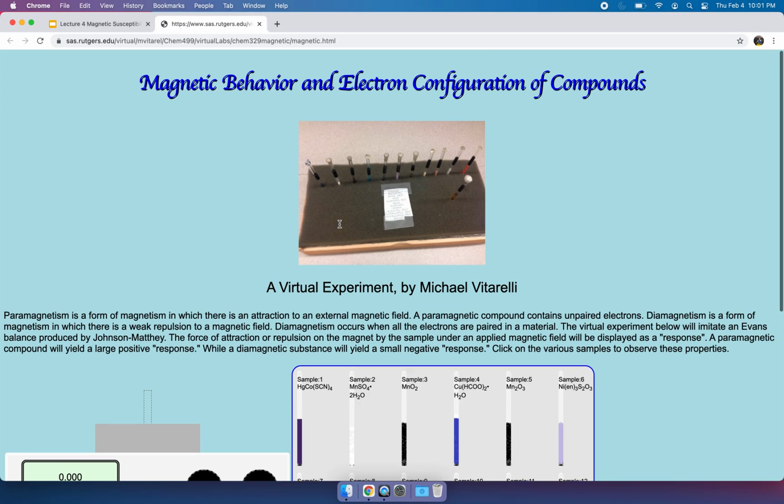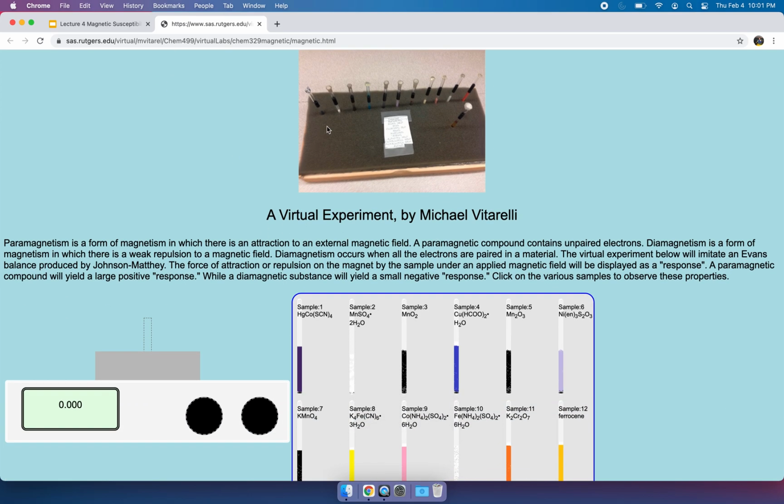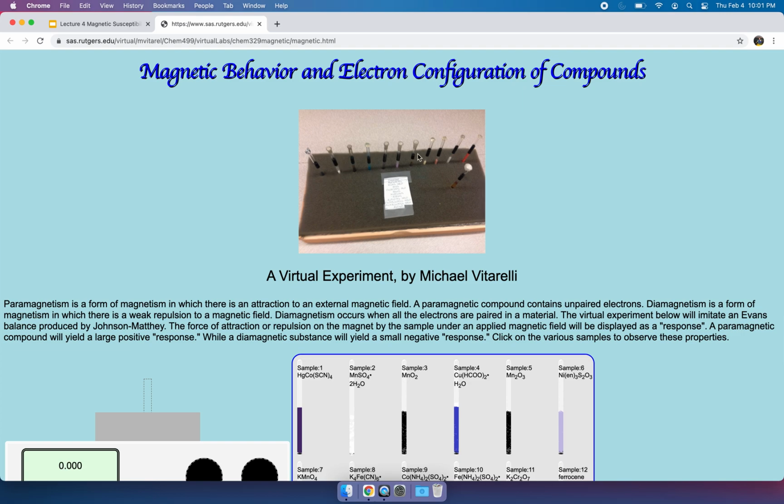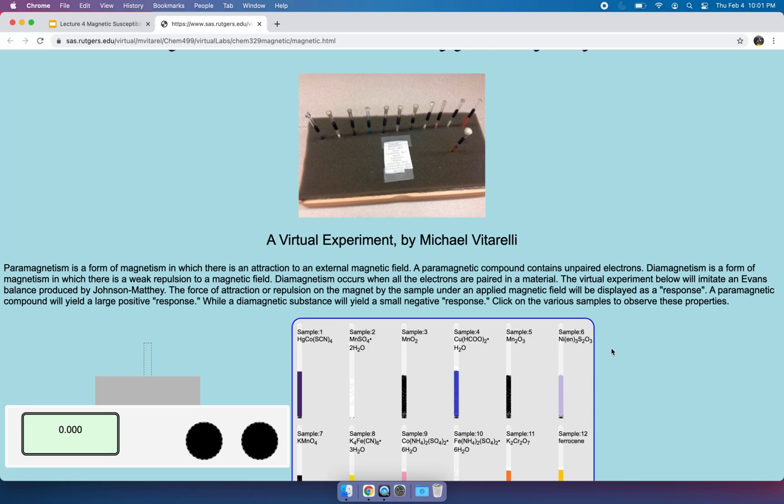So here is your virtual experiment. So what are you going to do? Well, in the lab, here's a picture of the actual samples in the lab. You're not doing this semester, but you're welcome to come back next year to do it if you want. So basically, we have these samples here. This is a virtual lab I wrote.